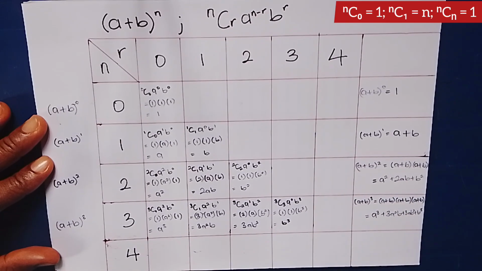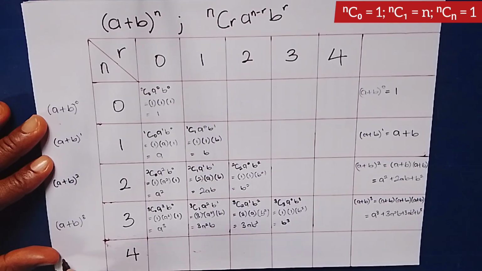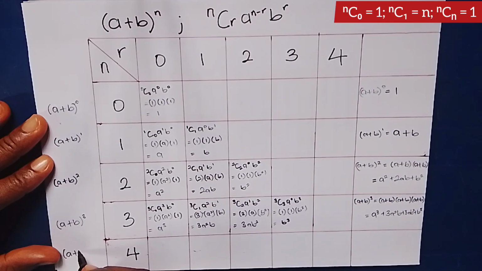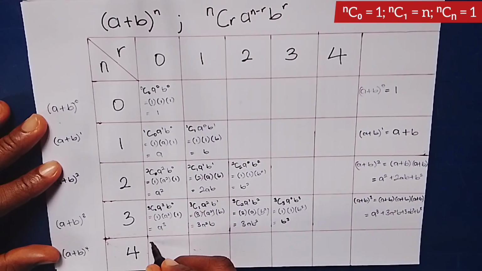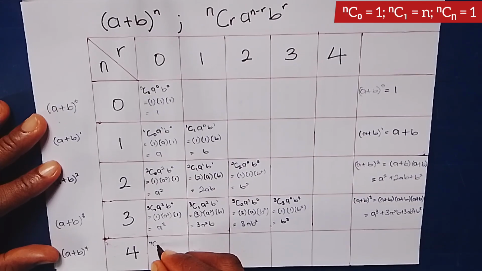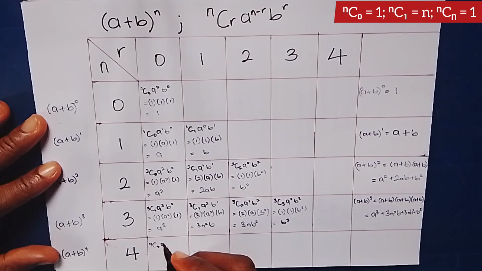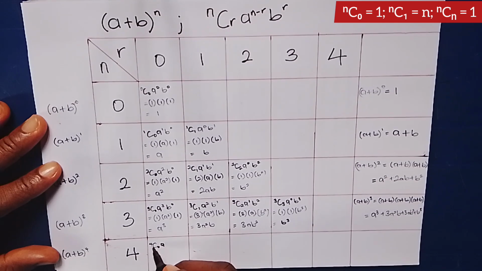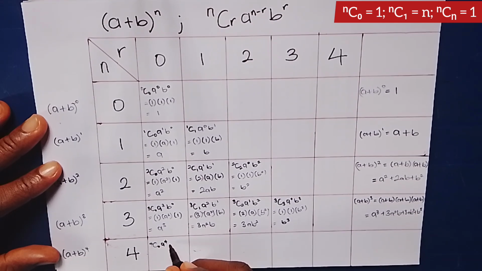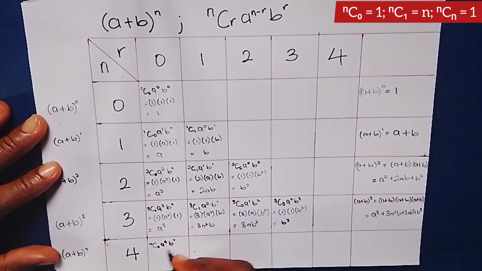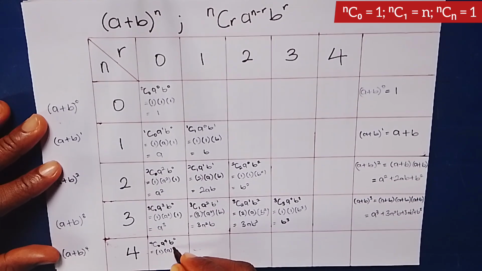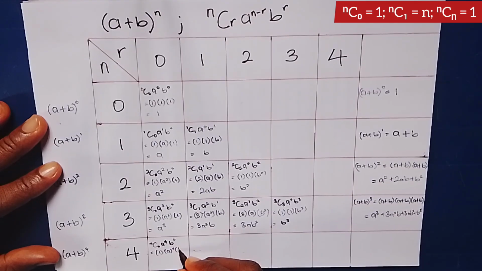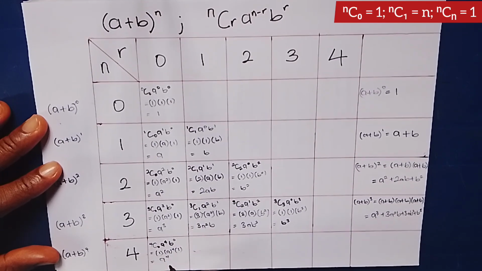And finally, let's do the last one, (a plus b) raised to power 4. I'm just doing this to prove a point, to show you how easy it is. So here we have 4 combination 0, a raised to power n minus r. Our n is 4, our r is 0, so this is 4. B raised to power r is 0. So 4 combination 0 is 1, a raised to power 4, b raised to power 0 is 1. So we have here a raised to the power 4.